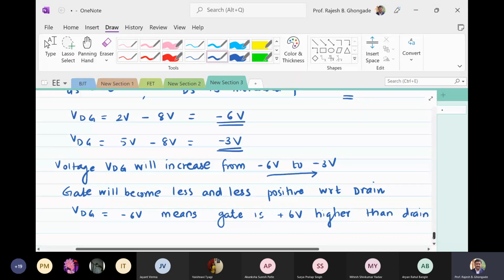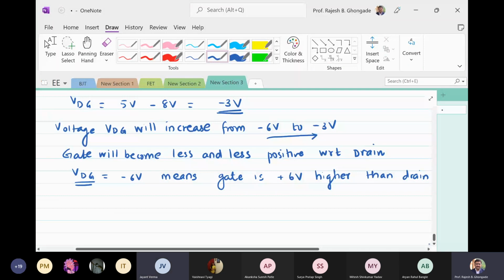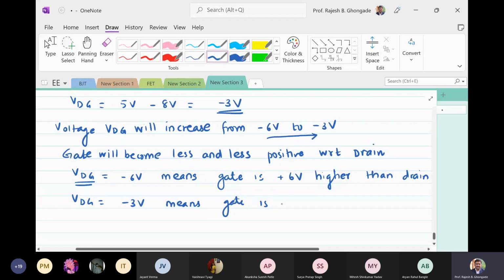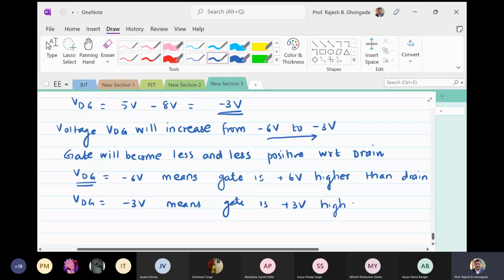Is this point understandable? What is this? Voltage between drain and gate. Okay. So VDG is minus 6 volts, meaning you can call it the other way around, that the gate is plus 6 volts higher than the drain. Is it right? Are you understanding or not? Yes, sir. All of you? Only one positive answer I'm getting. So now in the next case, when VDG is minus 3 volts, it means again the same: gate is plus 3 volts higher than drain.